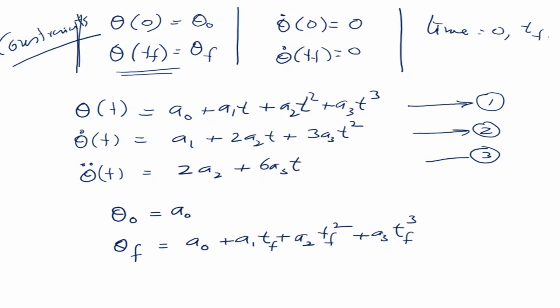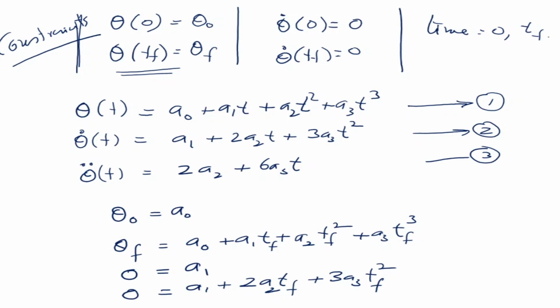Now what about the velocity? I take equation number 2 and put the constraint on the velocity into it. Velocity is equal to 0 at time equal to 0, so a1 is equal to 0. Then velocity is equal to 0 again when time is equal to tf. So we get another equation: 0 is equal to a1 plus twice a2 tf plus thrice a3 tf squared. That is from equation number 2.